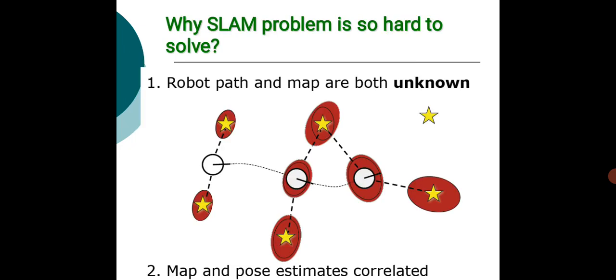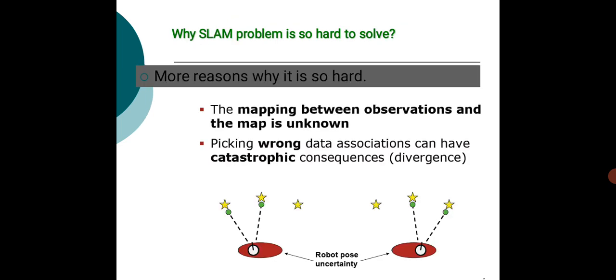Why is the SLAM problem so hard to solve? We don't know the path and we don't know the map, so both are unknown to the robot. Most of the map and the pose estimates are correlated, and the mapping between observations and the map is unknown, and picking wrong data associations can have catastrophic, divergent consequences. Thank you.